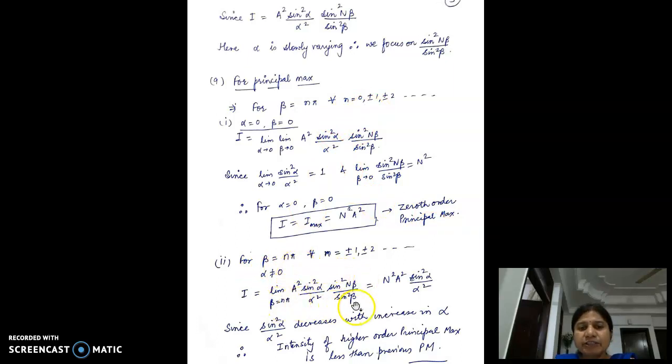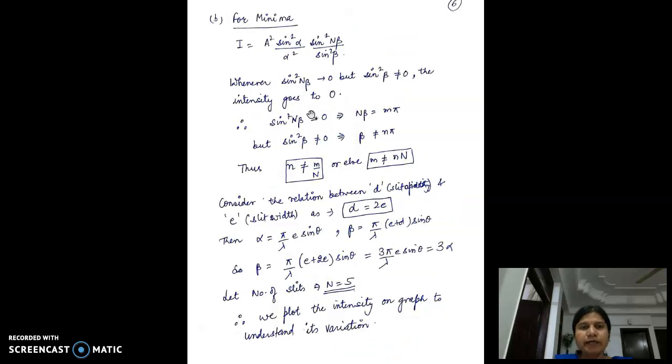Moving on to the next value of n, whenever beta is equal to n pi, we are going to get this function maximizing itself to n square. So the intensity will be equal to n square a square sine square alpha by alpha square. Now this sine square alpha by alpha square function will slowly decrease from 1. So the value will be slightly less than the 0th order principal maxima, but yet it will be counted as a principal maxima. So the condition for principal maxima is whenever beta is equal to n pi, where n gives you the order of the principal maxima.